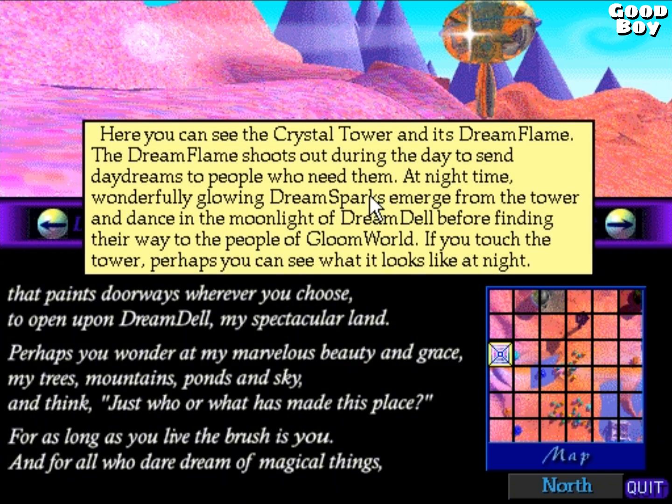The Dream Flame shoots out during the day to send daydreams to people who need them. At nighttime, wonderfully glowing dream sparks emerge from the tower and dance in the moonlight of Dreamdell before finding their way to the people of Gloomworld. If you touch the tower, perhaps you can see what it looks like at night.